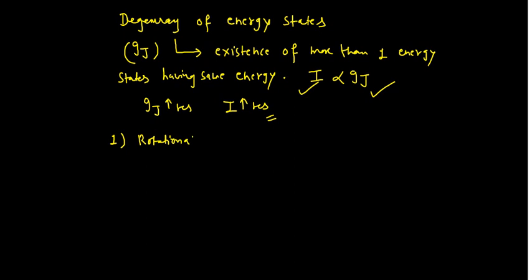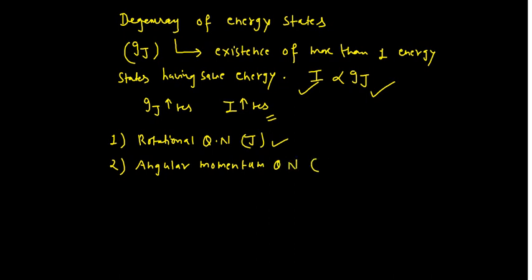Rotational quantum number. I am writing Qn for this one, and it is simply represented by J. The second quantum number we will need to explain the degeneracy is the angular momentum quantum number, which we will represent by mj. You need to understand these two things to understand the concept of degeneracy completely.